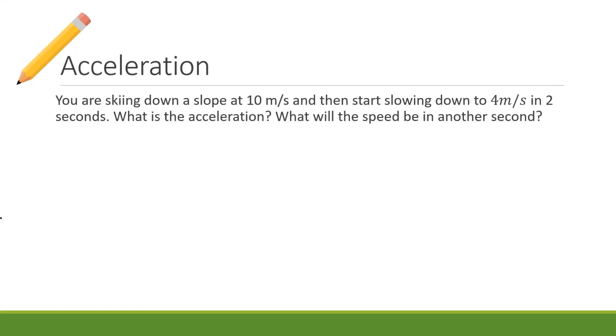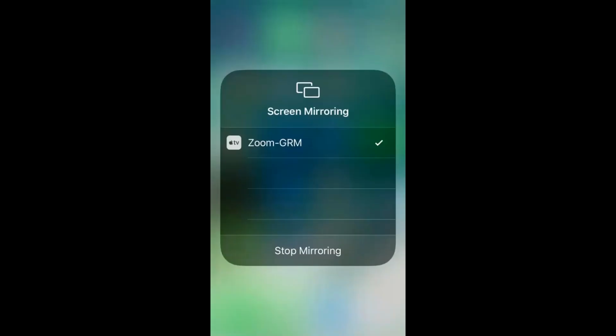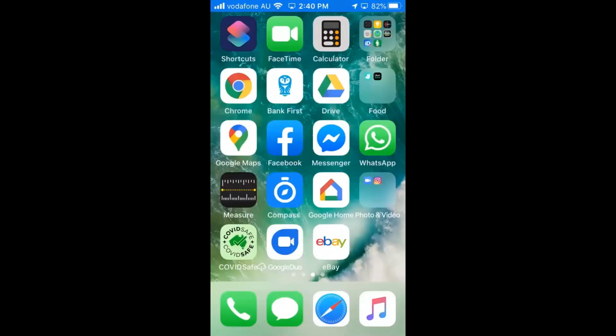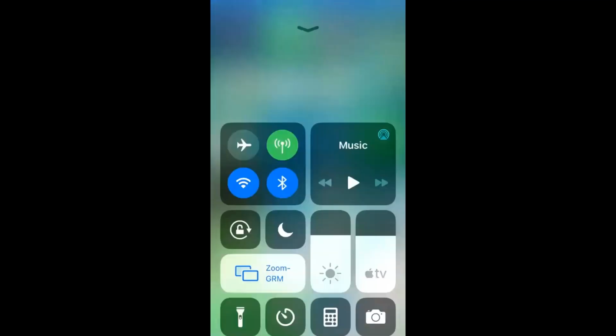All right, let's give this a crack. Someone's already got an answer. Again, you can probably do this already anyway, but let's do this anyway. Okay, here we go.